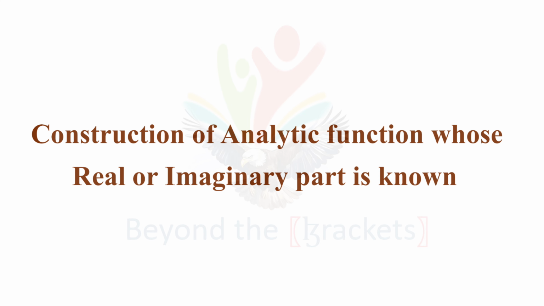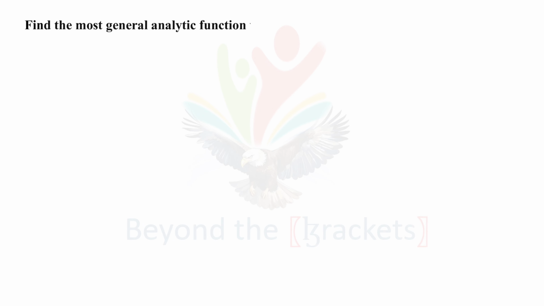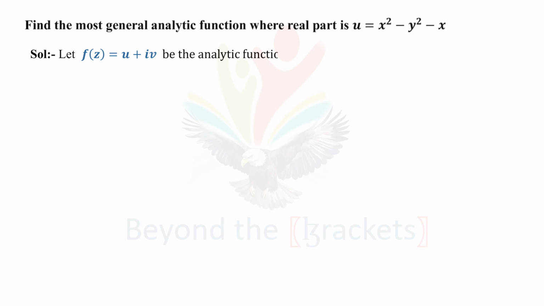Today we look into how to construct an analytic function when either the real part or the imaginary part is given. Let's take our first question. Find the most general analytic function whose real part is x square minus y square minus x. Let's consider f of z is equal to u plus iv to be an analytic function where the real part will be u is equal to x square minus y square minus x.